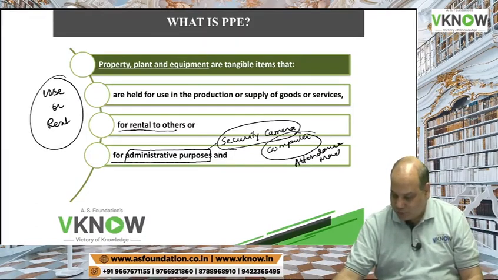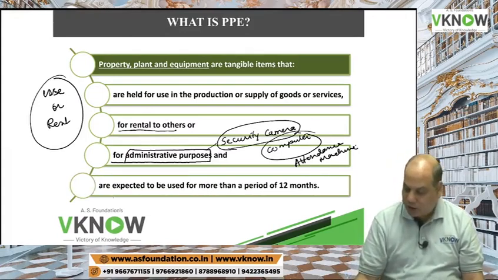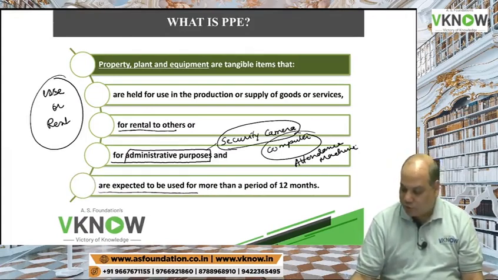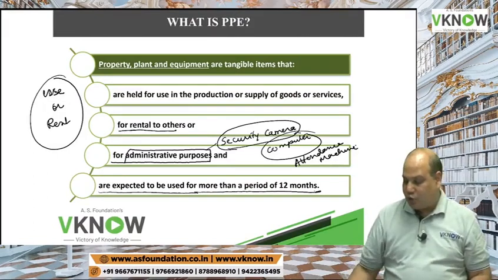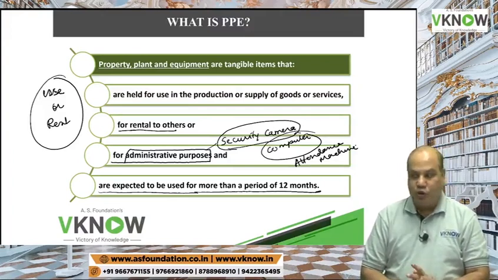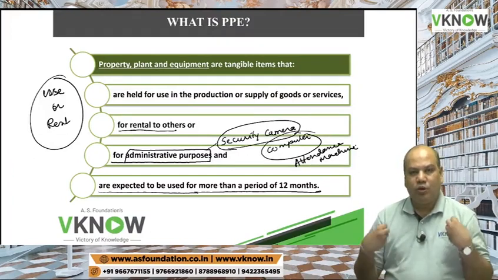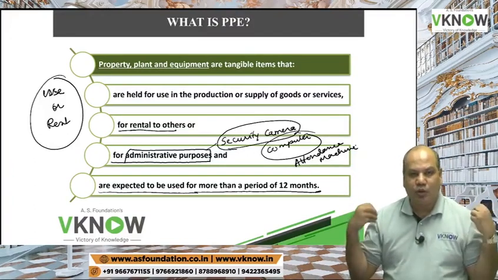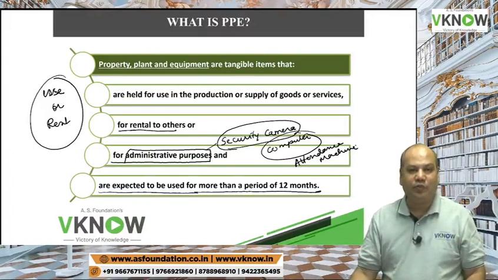And lot of other items, and are expected to be used for more than 12 months. Expected to be used for more than a period of 12 months. If it is going to be used for a period less than 12 months, then you will expense it out, you will write it off. Then there is no point in capitalization of that expenditure and providing depreciation.